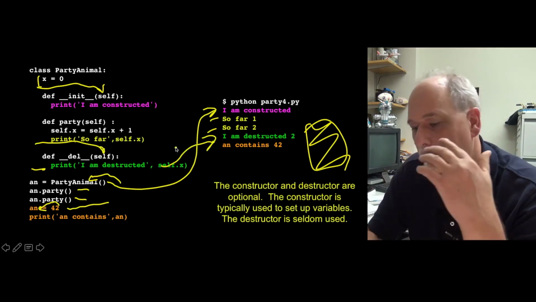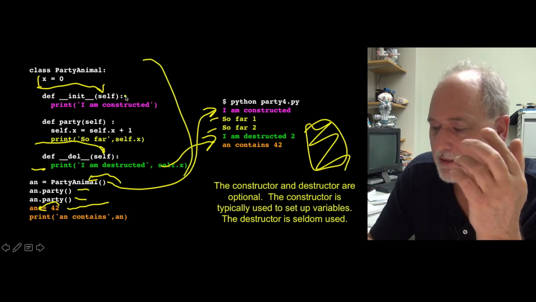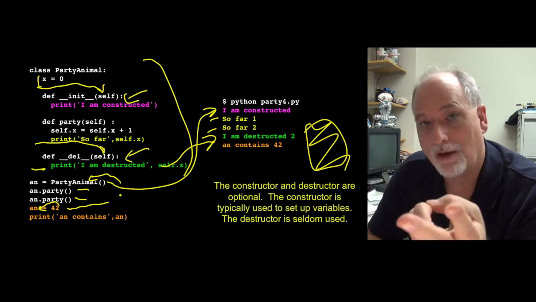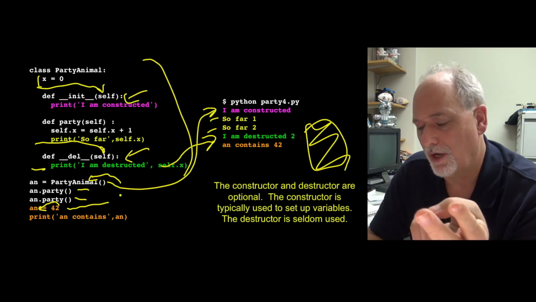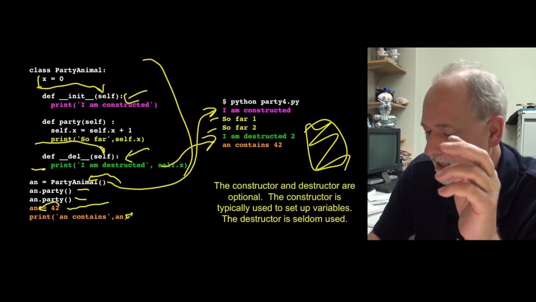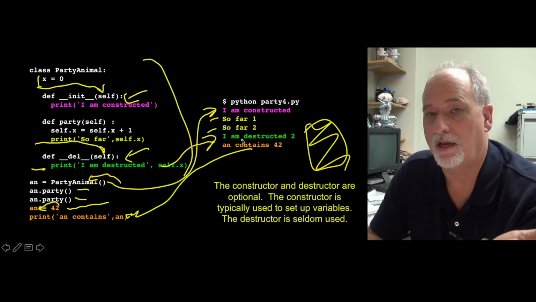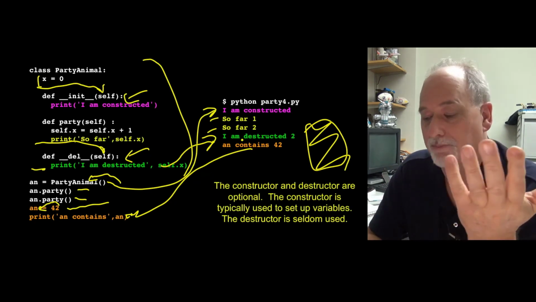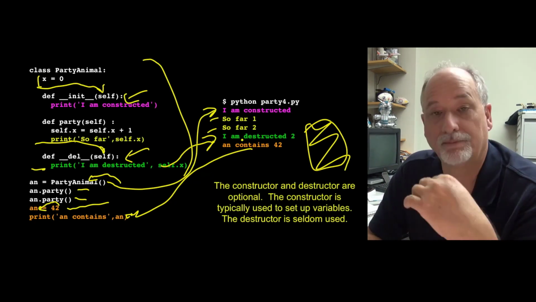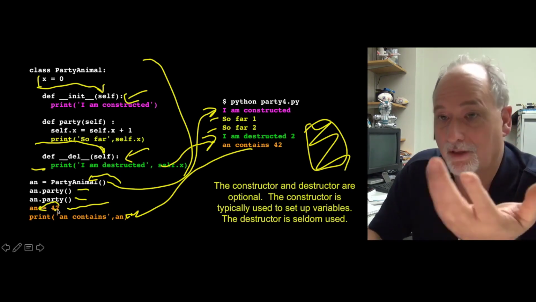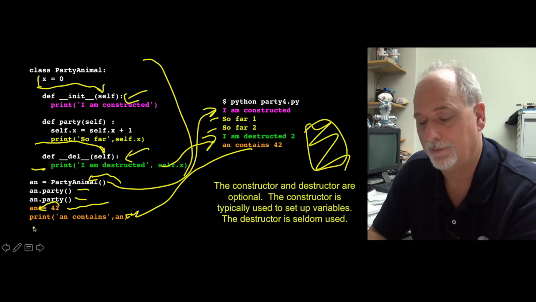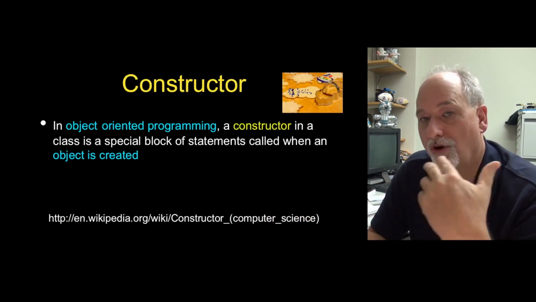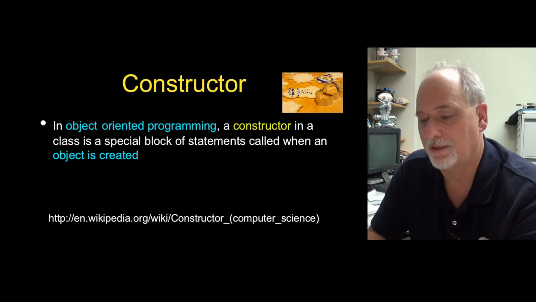So we are allowed, as the builder of these objects, to add these little chunks of code that say, I want to be involved at the moment this object is created, and I want to be involved at the moment this object is destroyed. Now, in this last line, an is no longer a party animal. An is now an integer. It's got a 42 in it. It's gone. It's been created, it was used, and then it was destroyed. Okay? So you've got to be careful. If you overwrite something, you can throw the object away. The constructor is a special block of code that's called when the object is created to set the object up.